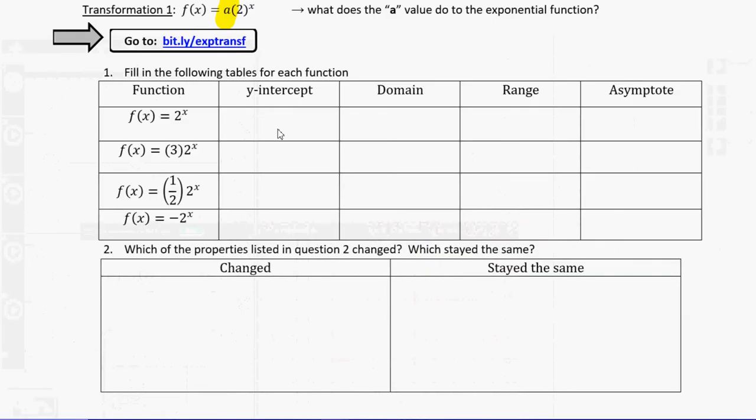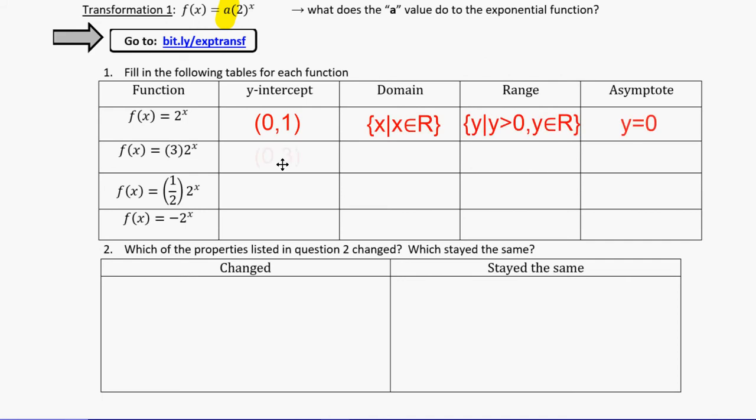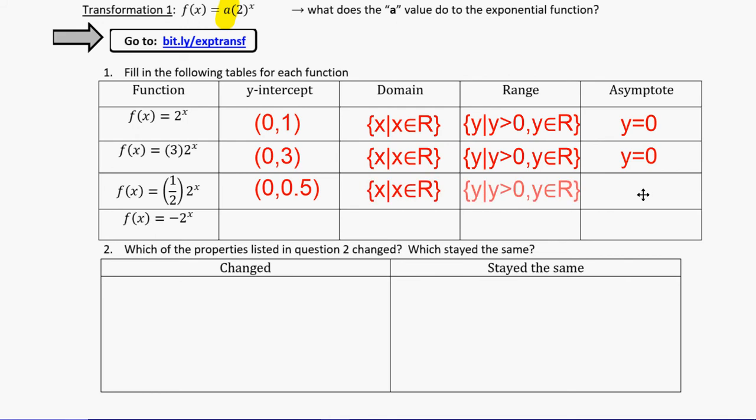So here we go. If we record these, we can see that this is our base one. Here we can see the y-intercept changes, the domain stays the same, range stays the same, and the asymptote stays the same. Here again, our y-intercept changes, domain and range stay the same, and our asymptote always stays the same. Here, our y-intercept changes to -1. Why? Because our a value is actually -1 here. Domain stays the same, asymptote stays the same.